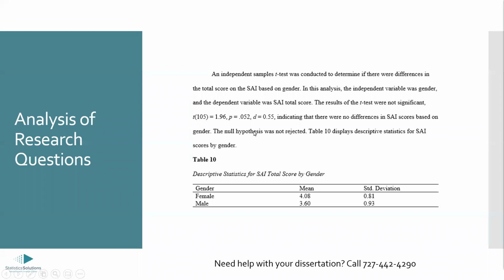And in this case, the result is not significant because our p-value was greater than 0.05. And so we indicate that our null hypothesis was not rejected, saying there are no differences in the groups. And then we might present some other relevant statistics for the test in a table. So for something like a t-test, you might present the means and standard deviations for each of the groups that you're comparing.